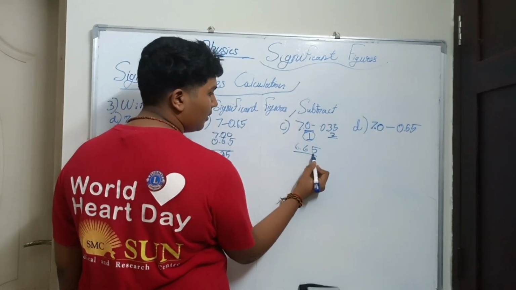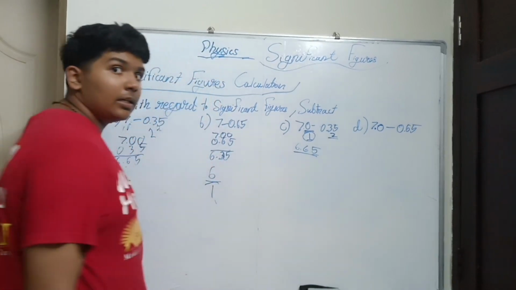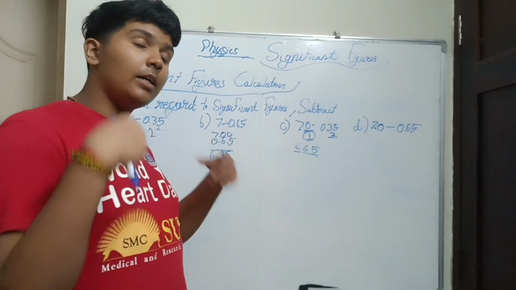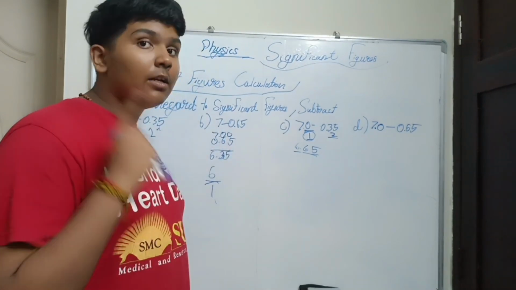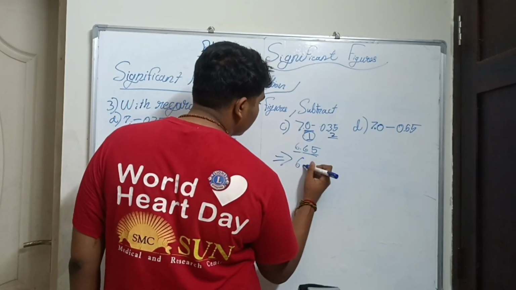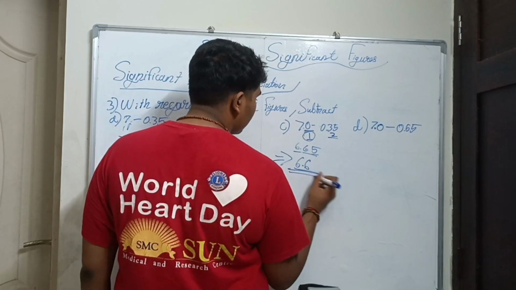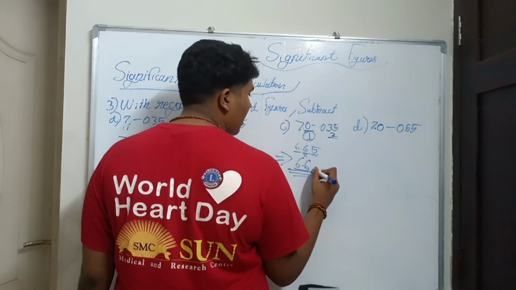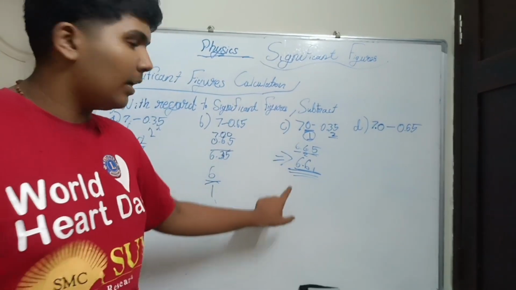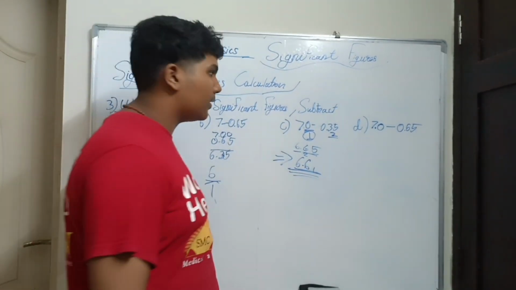Now what did they say? If the digit is 5 and the preceding digit is even, then it remains unchanged, right? So hence the final answer is 6.6. This is what we get. 2 significant figures but 1 decimal significant figure. Hence we get 6.6. Did everyone get it? Now let's move on to the next.